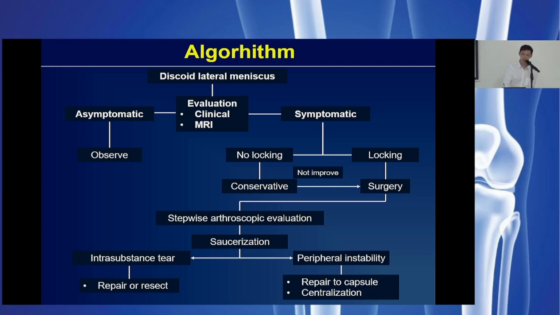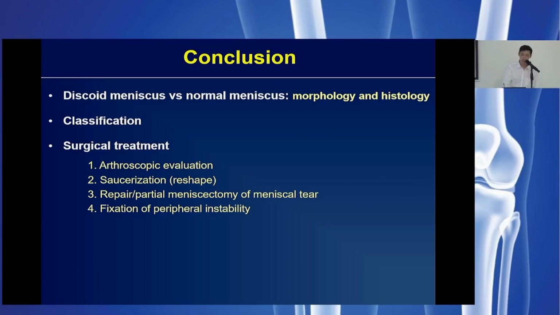So, this is the summary of treatment. After the evaluation, if the surgery is indicated, the surgery begins with step-wise arthroscopic evaluation, followed by saucerization. After saucerization, assess the integrity of the stem type and peripheral instability. For the integrity of the stem type, you decide to repair on the second, and for the peripheral instability, you repair the meniscus back to the capsule, or the alternative choice is synchronization. So, let's go around the meniscus. This is the first thing, histology, and classification has been developed to help in evaluation and preoperative planning. And surgical treatment is done with a systematic step-by-step approach.